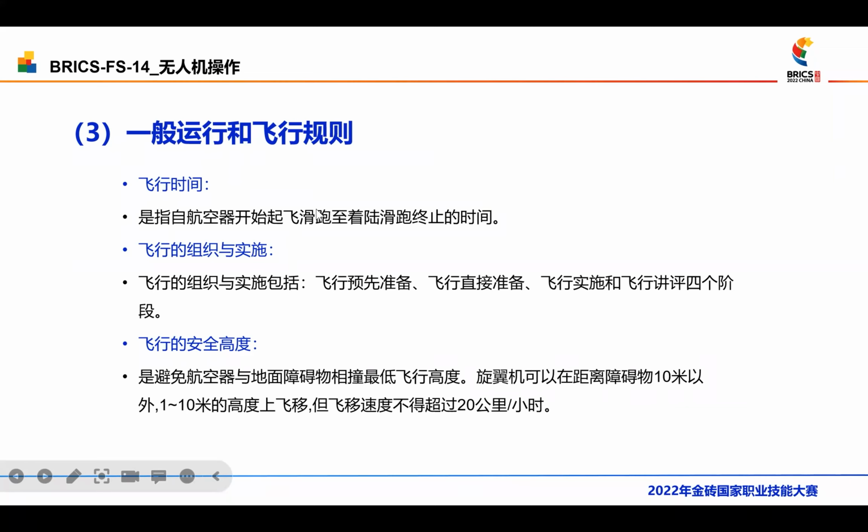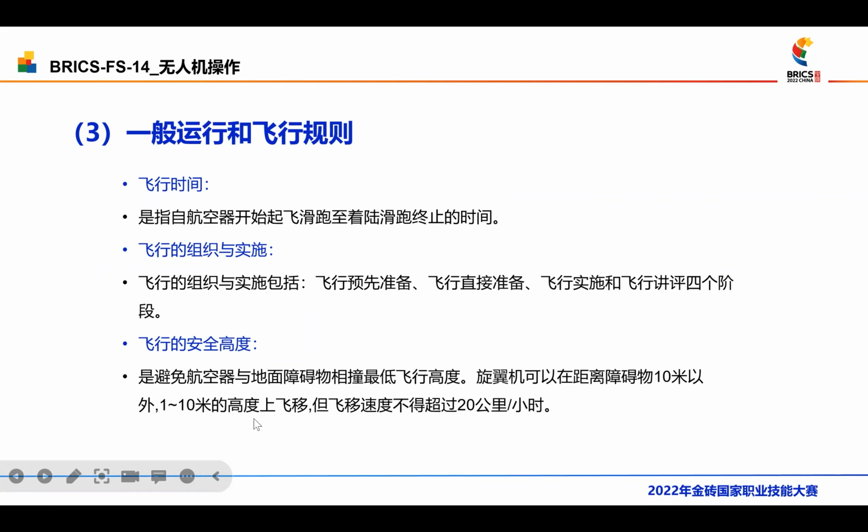Next are some general operation and flight rules. As for the flight time, it refers to the time from the aircraft taking off to the end of the landing run, and the organization and implementation of the flight includes four stages. They are flight preparation, direct flight preparation, flight implementation, and flight evaluation.